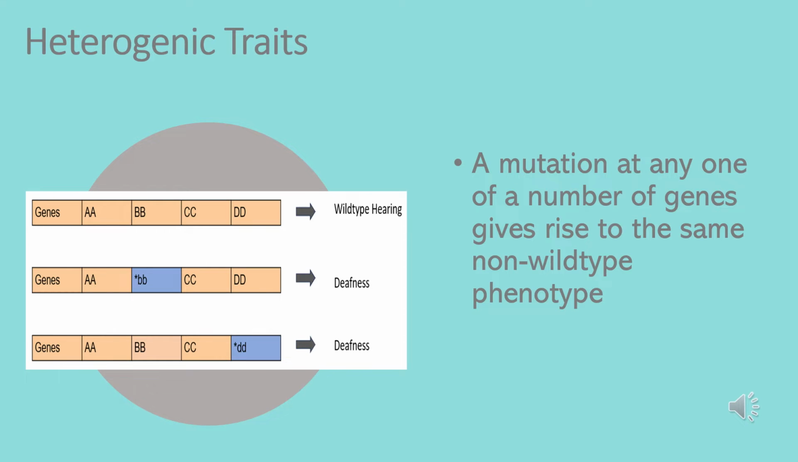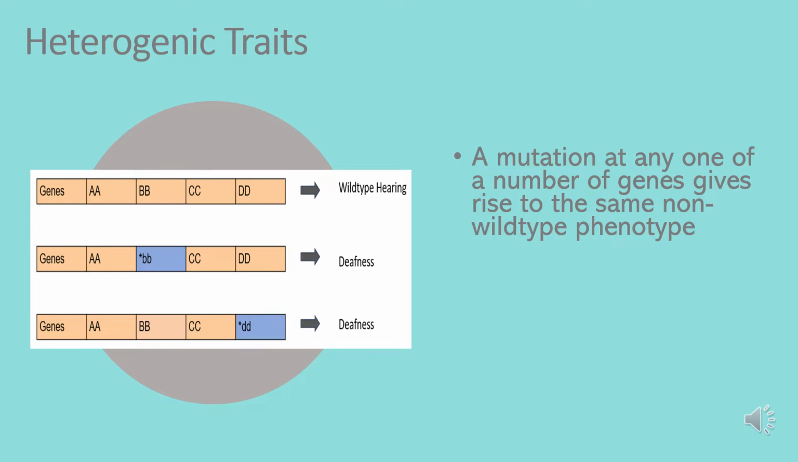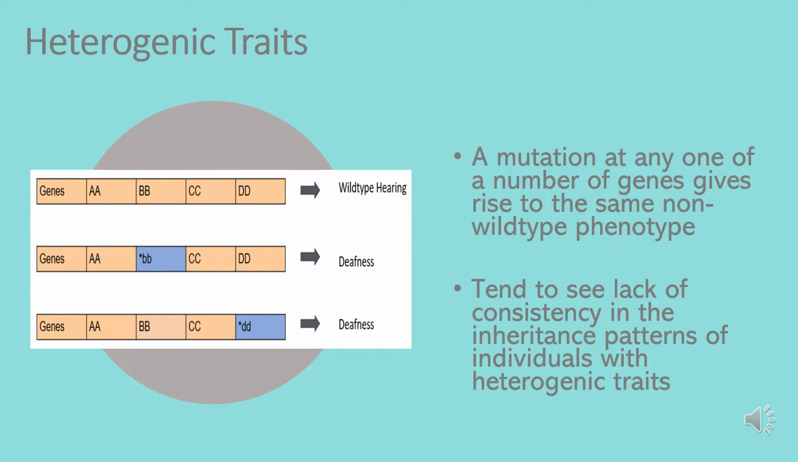As we can see from this example, inheritance of recessive alleles at any one of the 4 genes involved in hearing results in deafness. I hope it is clear that despite the fact that these recessive alleles occur in different genes, gene B in the second scenario and gene D in the third, we see the same effect on phenotype. To supplement this point, because any mutation in alleles across a variety of genes can cause a non-wild type phenotype, we tend to see a lack of consistency in the inheritance patterns of individuals with heterogenic traits. Specifically, we see different inheritance patterns across affected families despite their expression of the same non-wild type phenotype.